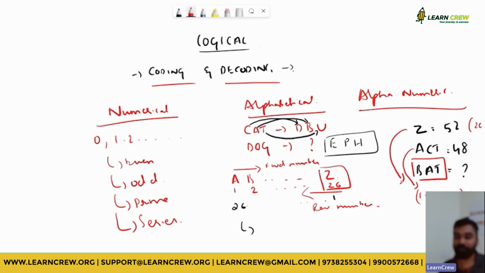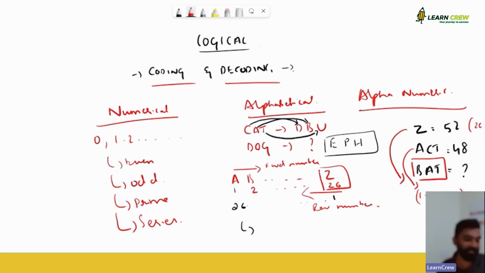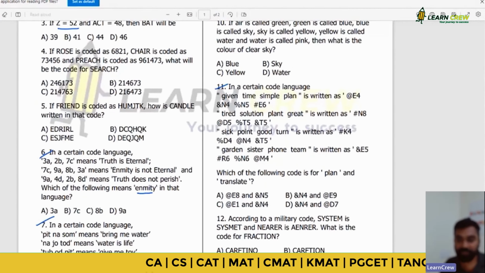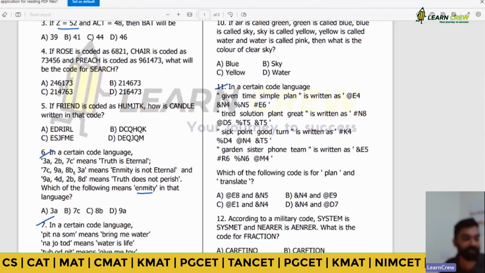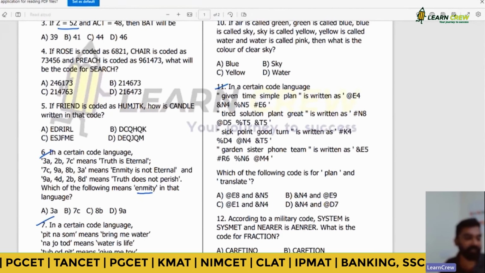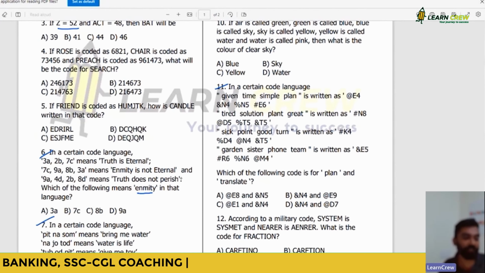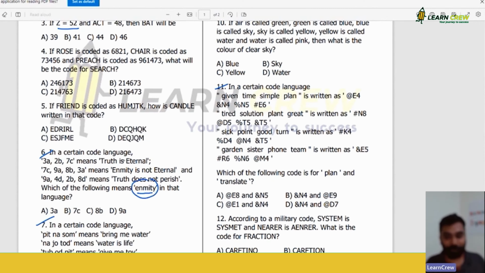Now, the other type of problem is unknown languages. Where they give it in a certain code language, 3A, 2B, 7C is written as truth is eternal. 7C, 9A, 8B, 3A is written as enmity is not eternal. 9A, 4D, 2D, 2B, 8D is written as truth does not perish. Which of the following means enmity in that given language? So you need to find where is enmity. We'll see how to solve it.